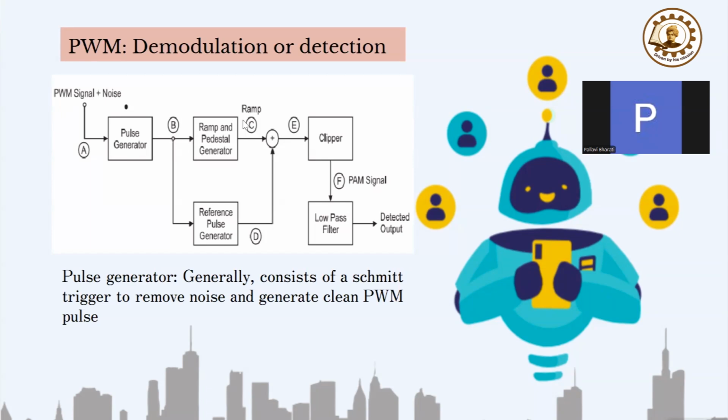After that, the output goes to the ramp and pedestal generator and a reference pulse generator. This is very important: the reference pulse generator helps in synchronization of the edges of the pulses, and synchronization has to be done between the receiver and the transmitter. This reference pulse generator gives a fixed width and fixed amplitude signal. The outputs from the pedestal generator and the reference pulse generator are added, given to a clipper and a low pass filter, and finally you will get the detected output.